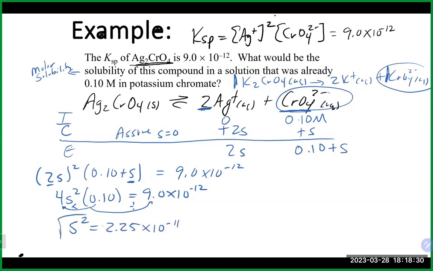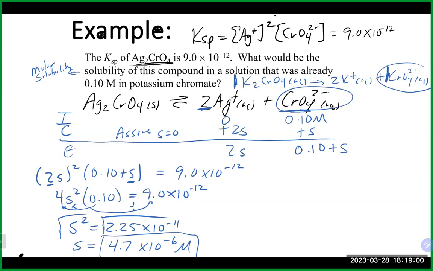Obviously, we're going to do a little square root there on both sides. And if we do that, we get like a 4.7 times 10 to the minus 6. And again, that would be molarity here. Basically moles per liter solution of our silver chromate. If we wanted how many grams per liter, we would get the molar mass there of silver chromate and do the conversion, right? And we can end up with grams per liter.